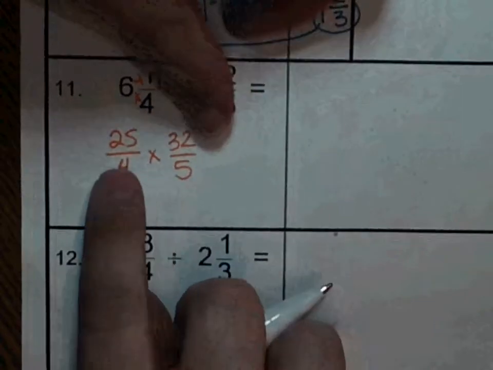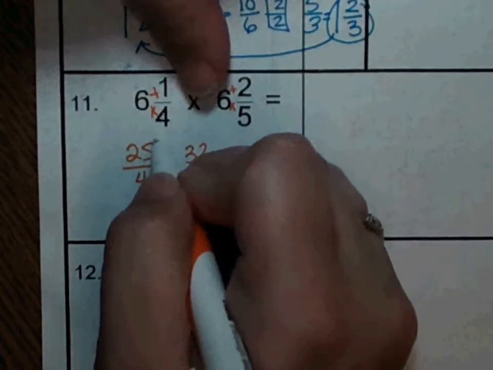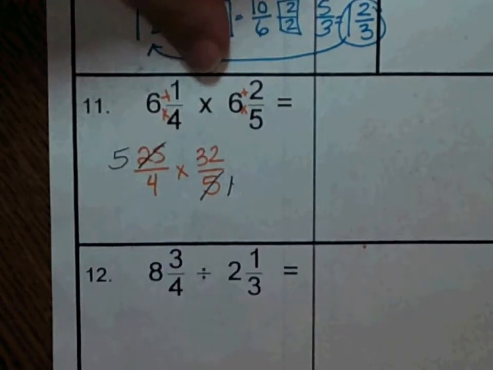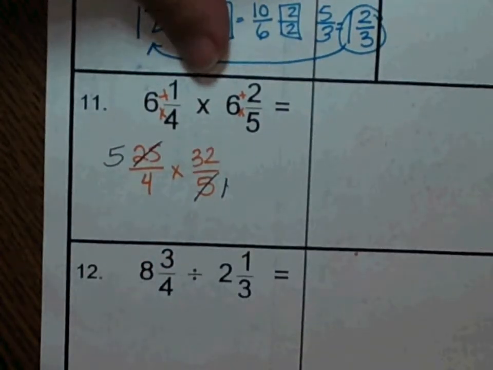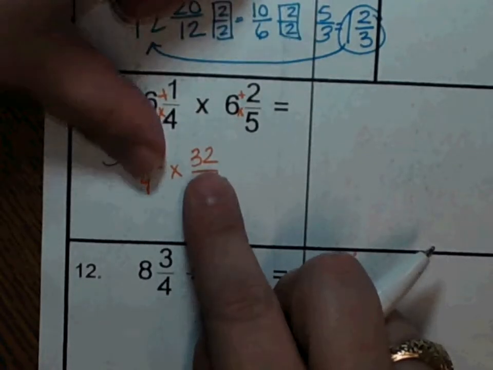I would cross simplify. I say, I know that 5 can go into both of these guys. So 5 goes into 25 5 times. 5 into 5 1 time. Again, I have to divide by the same number. Okay? That's great. That's easier, but could I simplify this way?